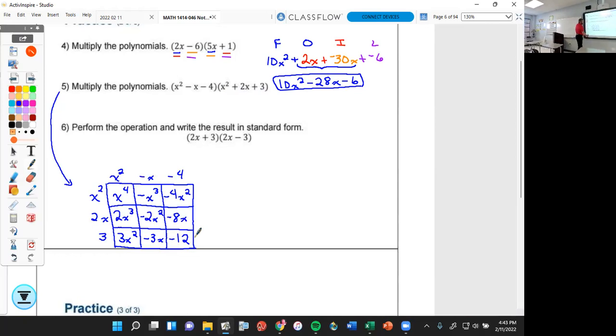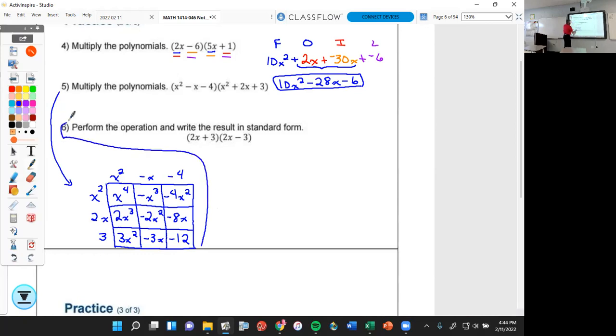Okay. As I pointed out before, if you notice, the like terms are probably on diagonals, and they are. My highest degree term is x to the 4th. Let me back this up. I'm going to go ahead and put the answer up under number 5. That way I have some space to work on number 6. Okay. All right. So we have x to the 4th. And then along this diagonal, I have 2x cubed minus x cubed. Well, 2 minus 1 is 1. So I have plus x cubed.